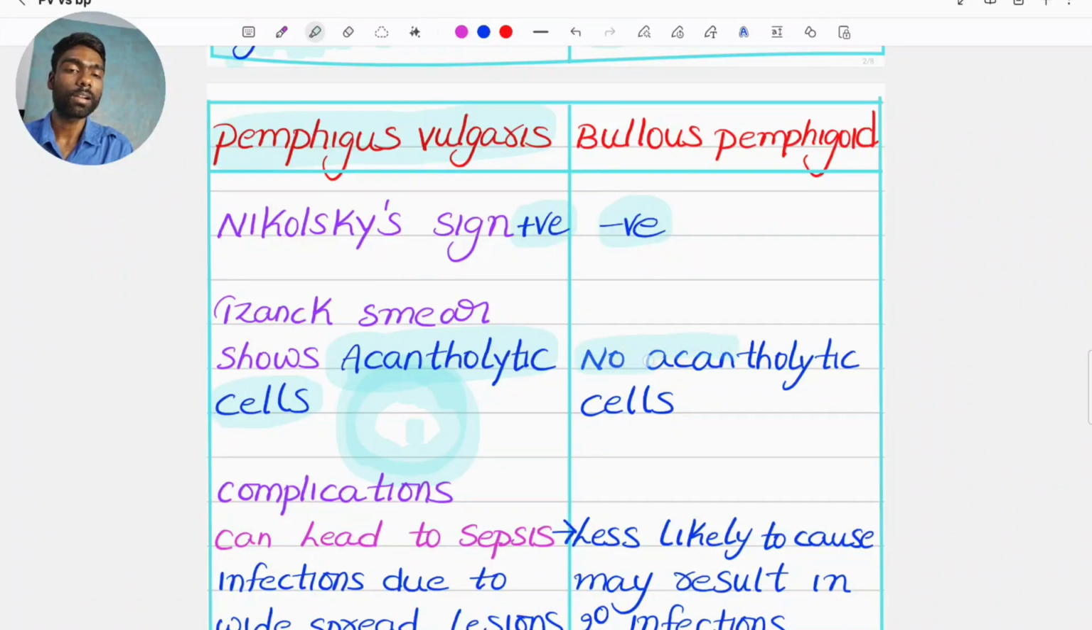Acantholytic cells are not seen in Bullous Pemphigoid. Obviously, they won't be seen because it is a keratinocyte lying in the epidermis. Bullous Pemphigoid pathology is below the epidermis.